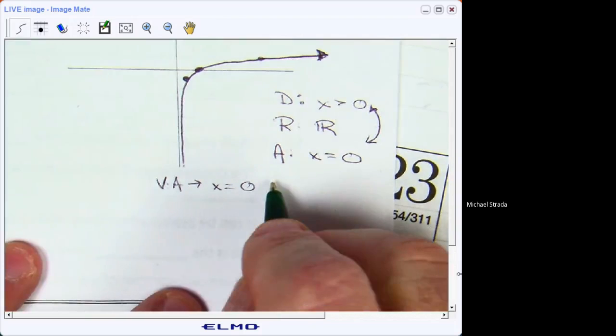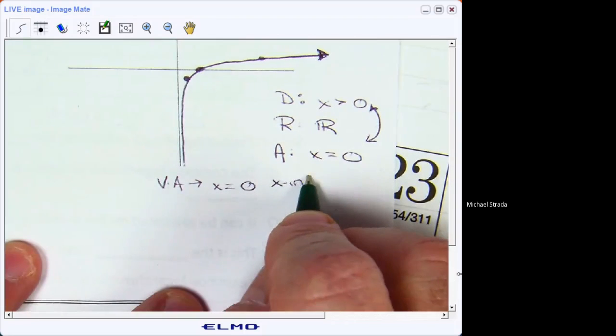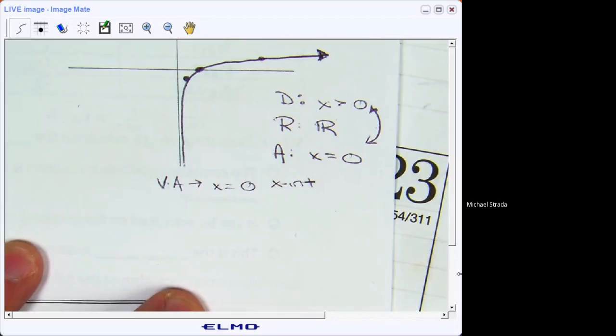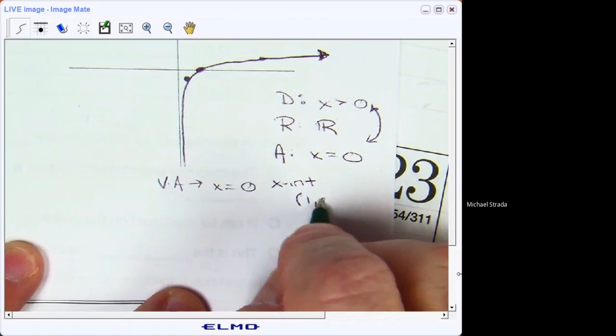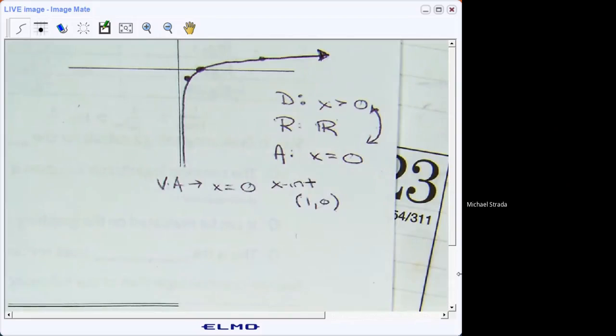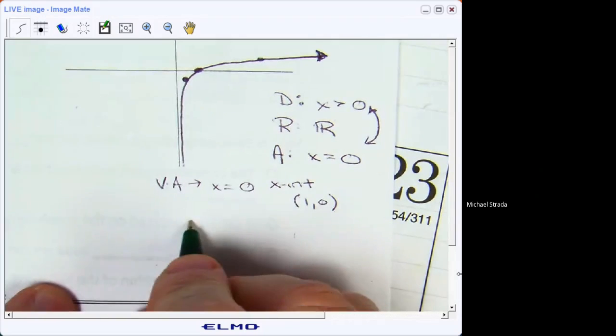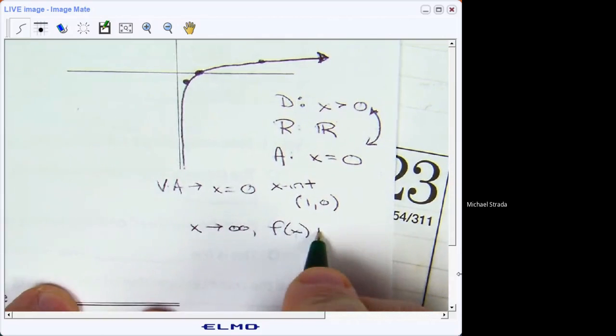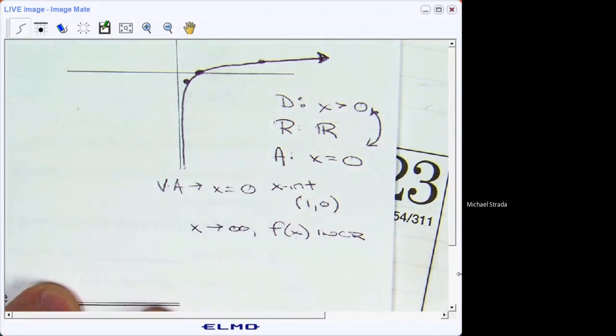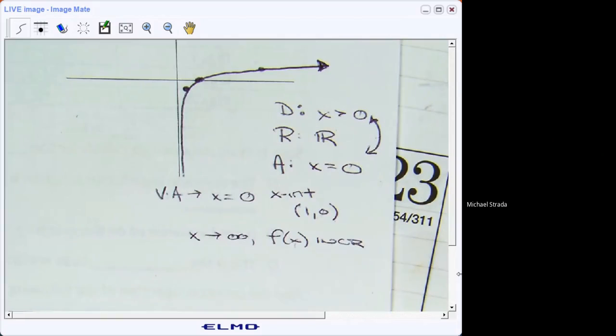Instead of the y-intercept, I would ask you for the x-intercept. All right? In this case, it's given to us as (1, 0). Ladies and gentlemen, if it's not in your table of values, you don't have to get it. You don't have to get it. And finally, as x approaches infinity, f of x increases. Ever so slowly.